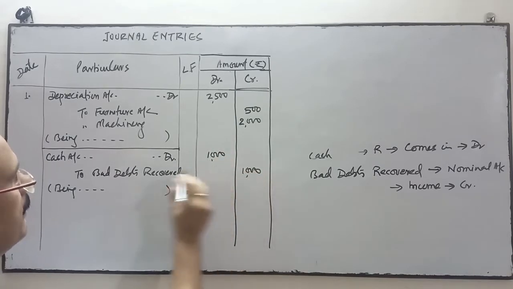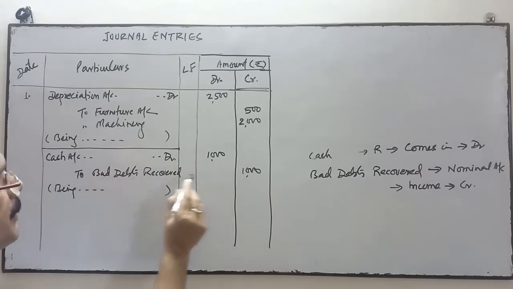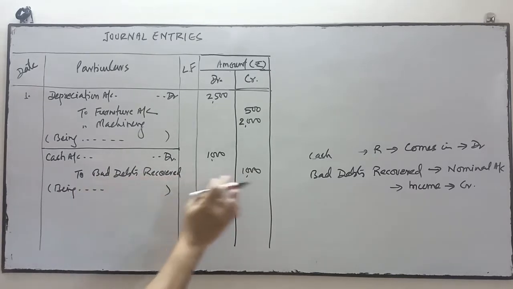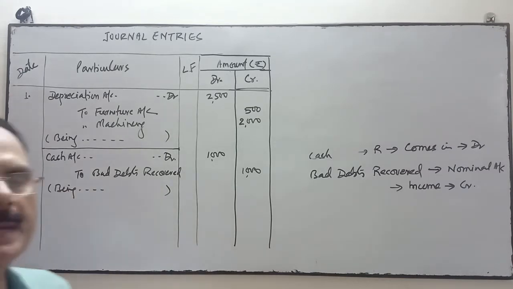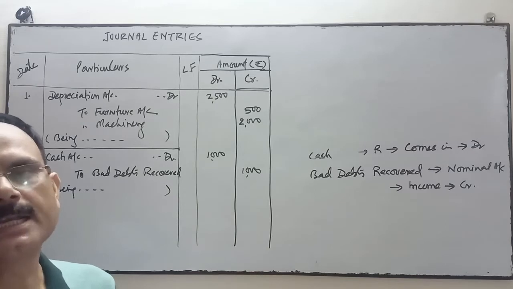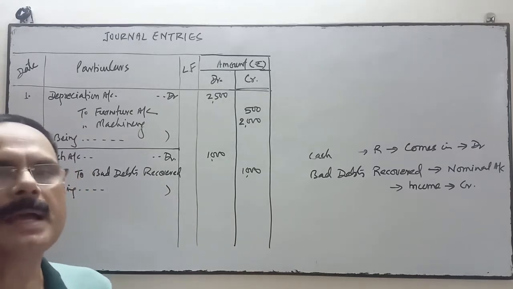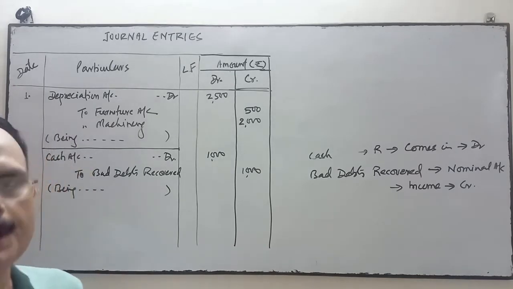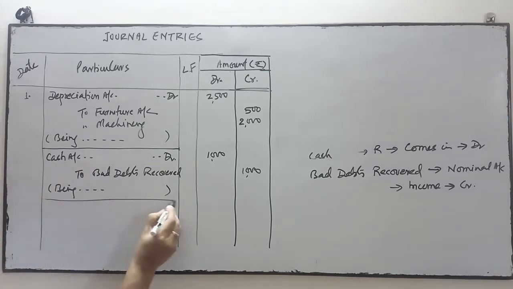So 1000 in debit in front of the cash, and in front of the bad debts recovered we write the amount on the credit side, because bad debts recovered is credit. Narration will be very simple: being cash recovered which was written off as bad debts last year. Or simply, being bad debts recovered. Okay, being bad debts recovered, that's it.